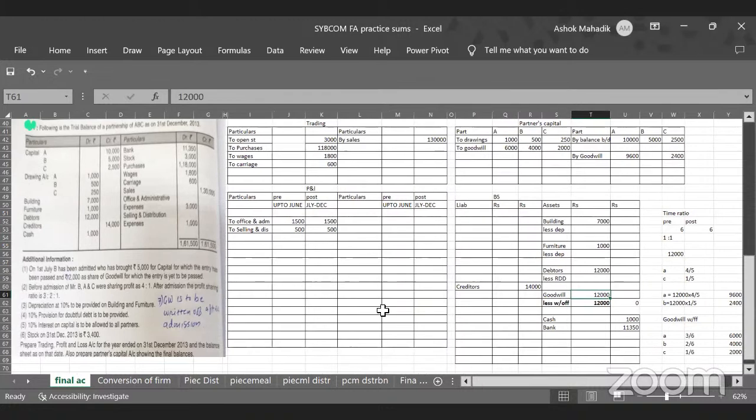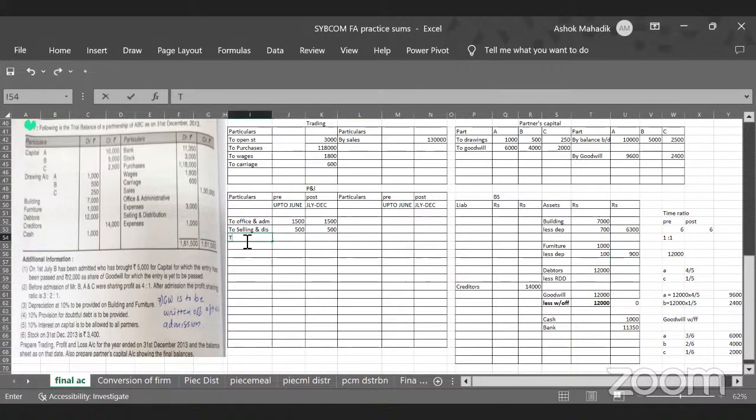This one is done. The next adjustment is depreciate building and furniture 10%. So less from the asset. 10% means 10 less, so 700. So it will be 6,300 in building. Clear? The same way on furniture also we have to charge 10% depreciation, which is 100. So 900 will be the furniture. Clear? Now we go to P&L.